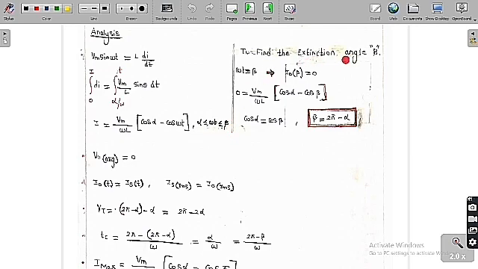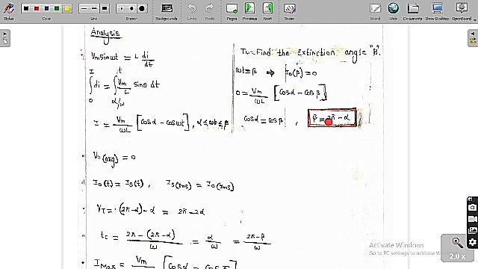If you want to find the extinction angle beta, it means at what angle the current is going to become 0. So let me assume at omega t equal to beta, the current in the circuit becomes 0. If you substitute 0 at an angle of beta, we get 0 equal to Vm by omega L into (cos alpha minus cos beta). So we get cos alpha equal to cos beta.